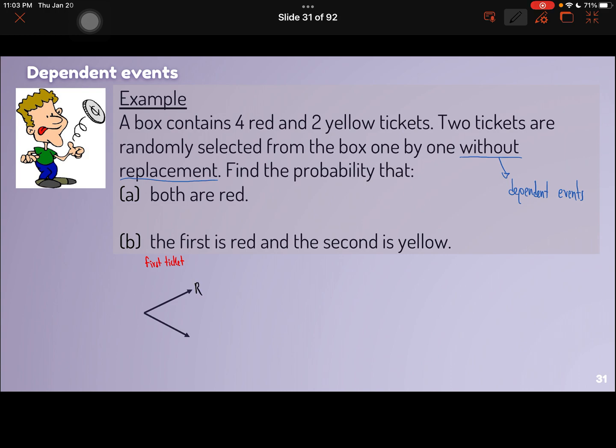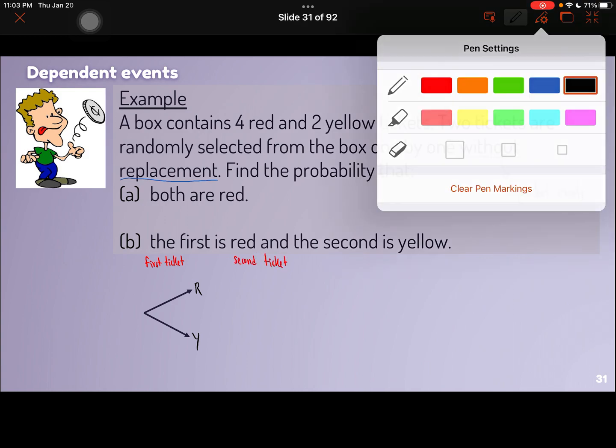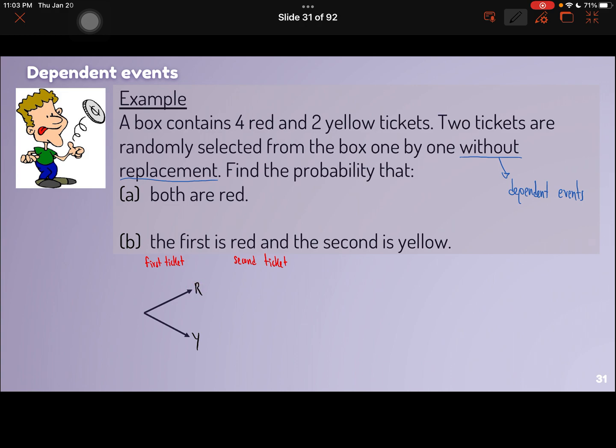We can get a red one or a yellow one. Now, for the second ticket, if the first one was red, we have two options. We have another red or we have a yellow one. Okay? If the first one was yellow, the second one can be red or can be yellow. Okay? Here the sample space is that we have a red red, red yellow, yellow red, or yellow yellow. Okay?